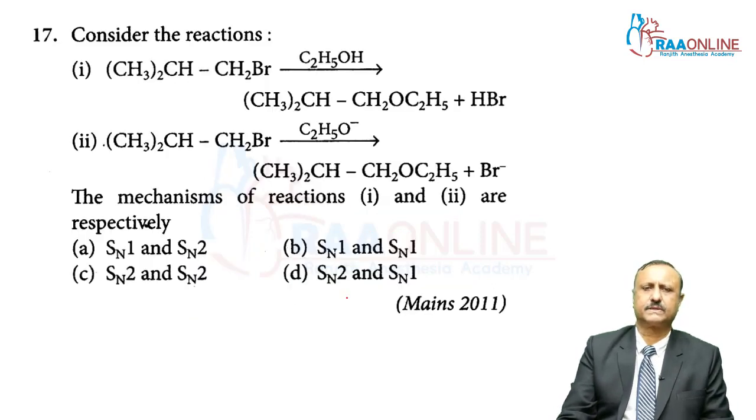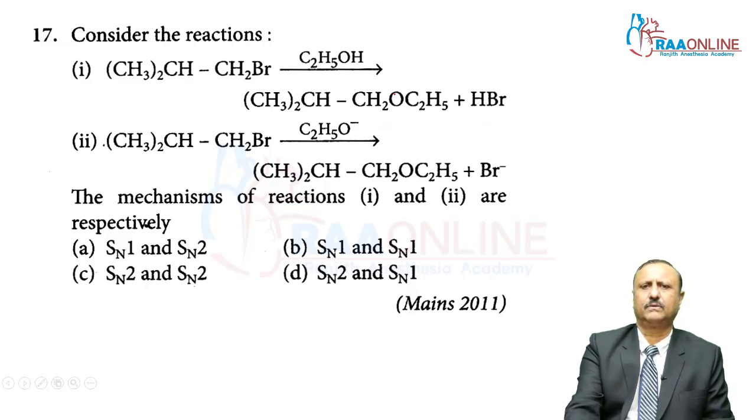Here, my dear students, we can go to question number 17. Consider the reaction (CH3)2CH, CH2Br, here C2H5OH, and you get (CH3)2CH, CH2O, C2H5 plus HBr. And in the second reaction, this Br is replaced, and here this C2H5O, meaning the ethoxide group, is attached in place of Br.